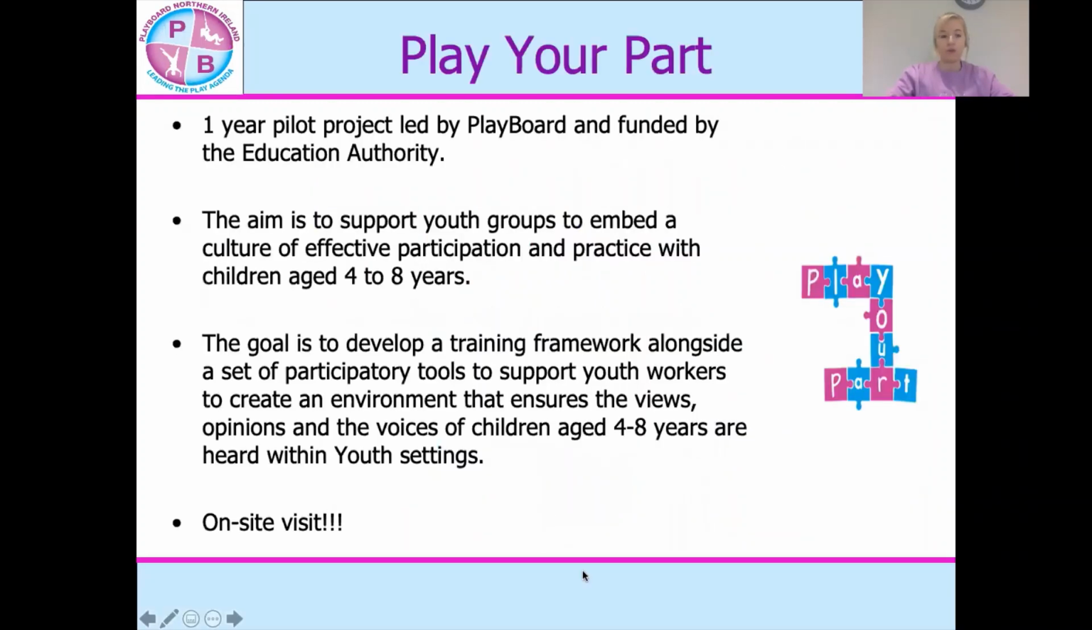So for those who don't know what Play Your Part actually is, it started off as a one-year pilot project led by PlayBoard and funded by the Education Authority. And the aim for this project was to support youth groups like yourselves to embed a culture of effective participation and practice with children aged 4 to 8. So for those children who wouldn't usually be involved in the planning and the participation in their activities, this was what this project was for.